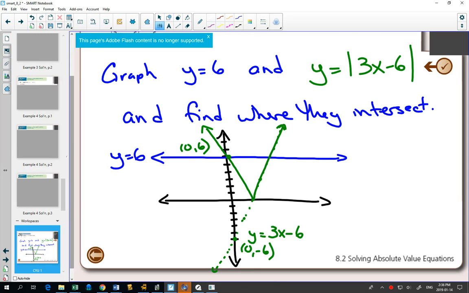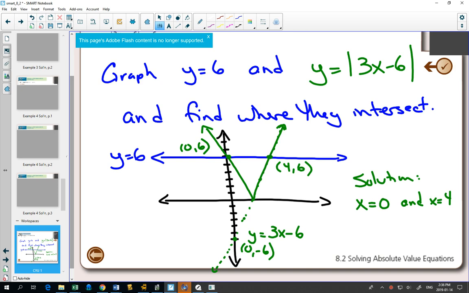If I kept counting points, or if I had done this on grid paper, right, I'm going up 3 over 1, up 3 over 1. So this point here is at (4, 6). So from the graph, I can say the solution is x equals 0, and x is equal to 4.